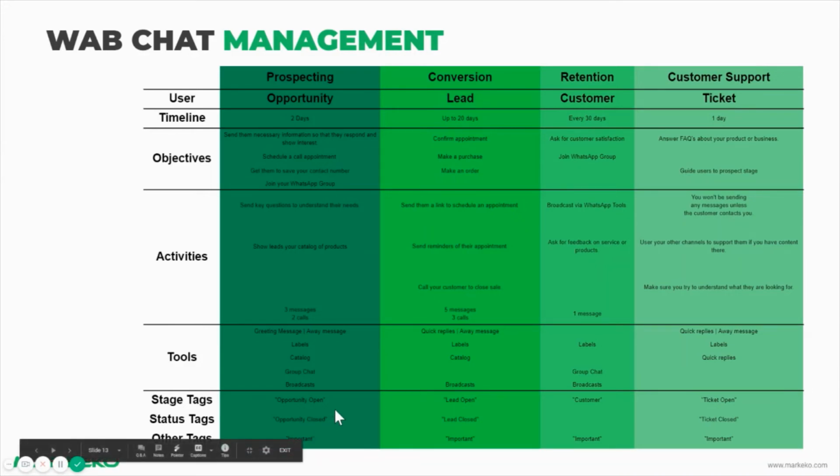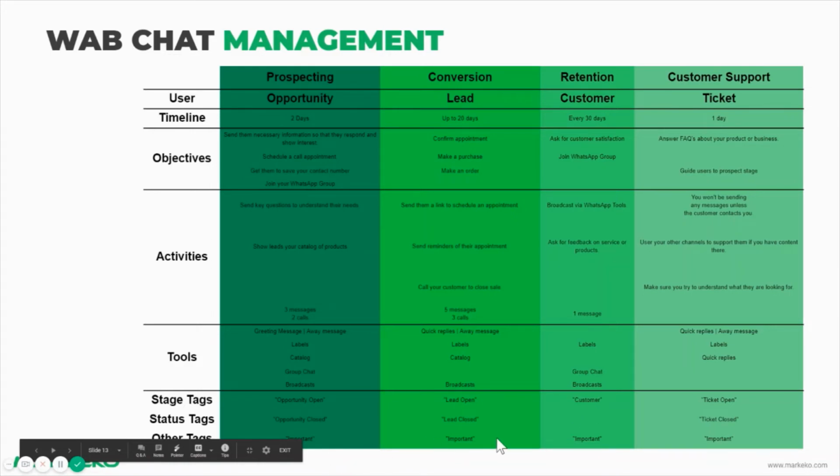And so the way we like to see this is we just have two tags for each stage. So you have opportunity open, opportunity closed, lead open, and lead closed. And for customer, you're going to have just one because either they're customers or they're not. They could be customers with a new ticket, right? They could be customers with a new opportunity, but they're always going to be customers. That's not going to change.